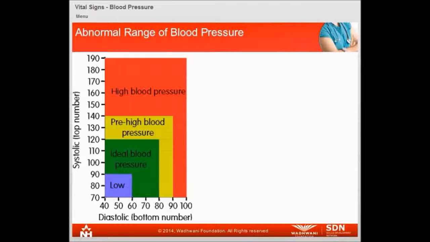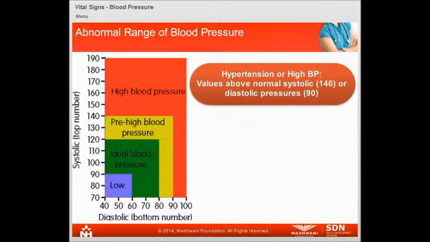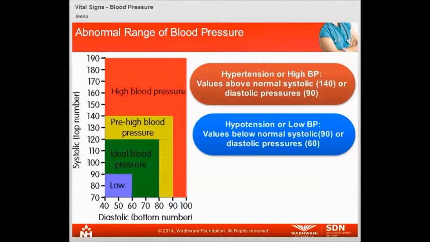Now carefully look at the abnormal range of blood pressure. There are two stages in the abnormal range of BP. When blood pressure is high, it is called hypertension or high BP. It has values above the normal systolic 140 or diastolic 90 pressures. Low blood pressure is called hypotension or low BP. It has values below the normal systolic 90 or diastolic pressures 60.